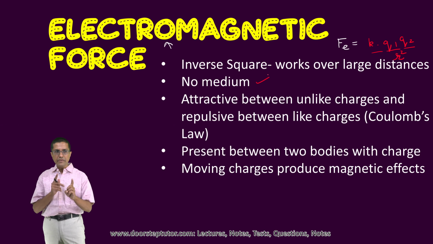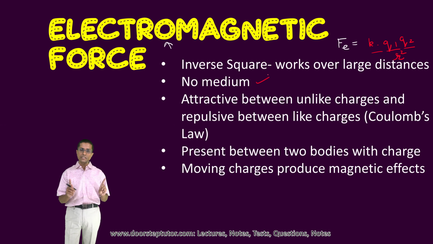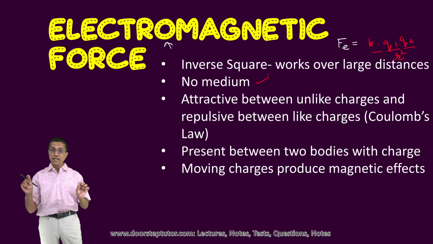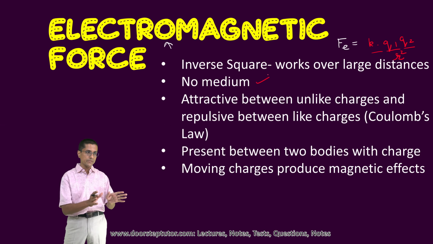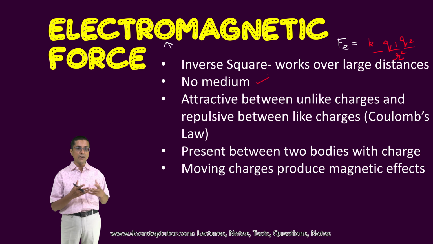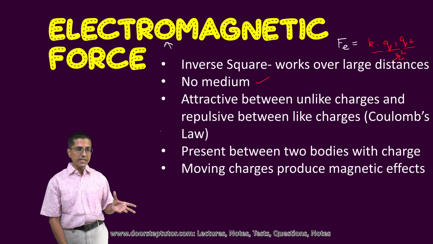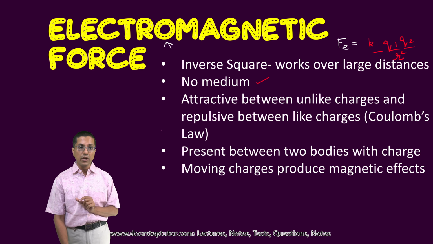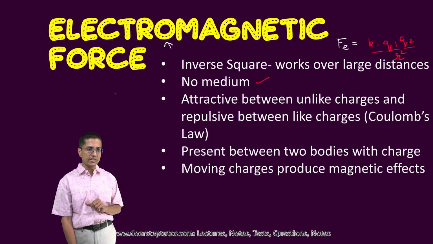Now the difference between the electromagnetic and the gravitational force is that mass has only one kind. There is just one thing, mass. Okay, there is nothing like a negative mass. You can only have a mass. So which means that the gravitational force is only attractive. But charges come in two flavors. They can either be positive or they can be negative.